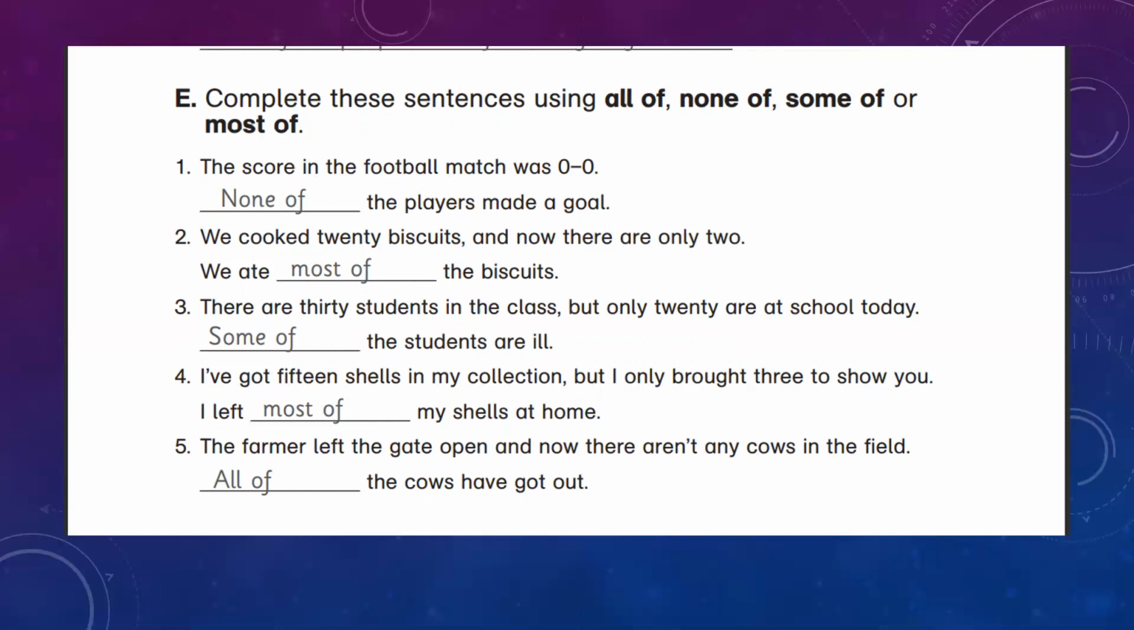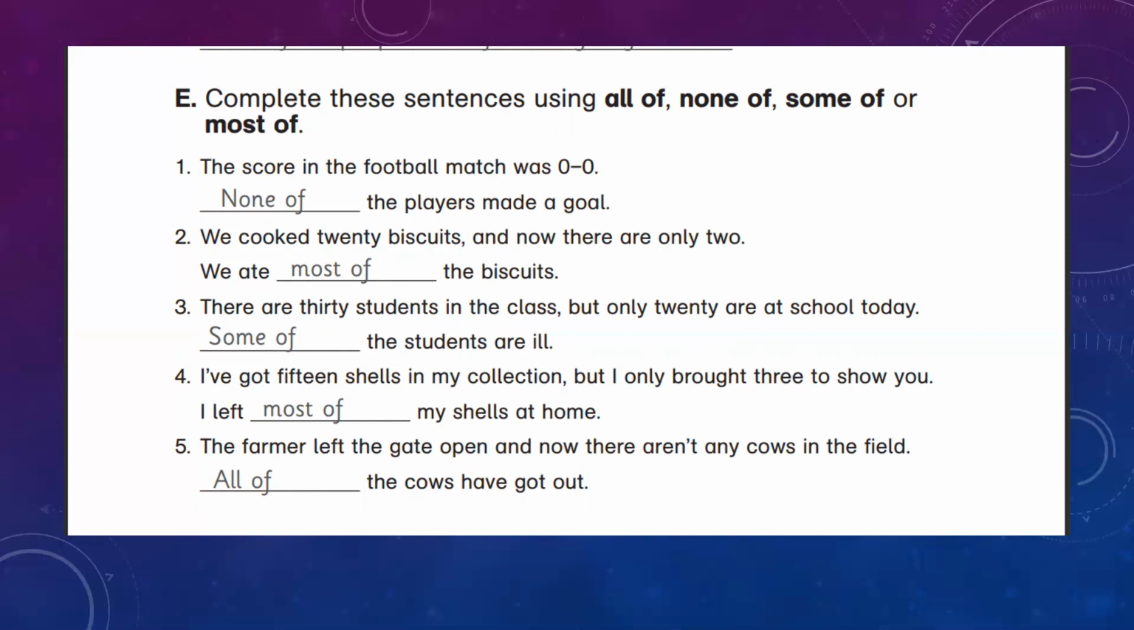Number 2, we cooked 20 biscuits and now there are only 2. It means we ate most of the biscuits. Only 2 are left. It means most of the biscuits have been eaten. Number 3, there are 30 students in the class, but only 20 are at school today. It means some of the students are ill. As there are 30 students and 20 are at school, it means some of the students are ill.